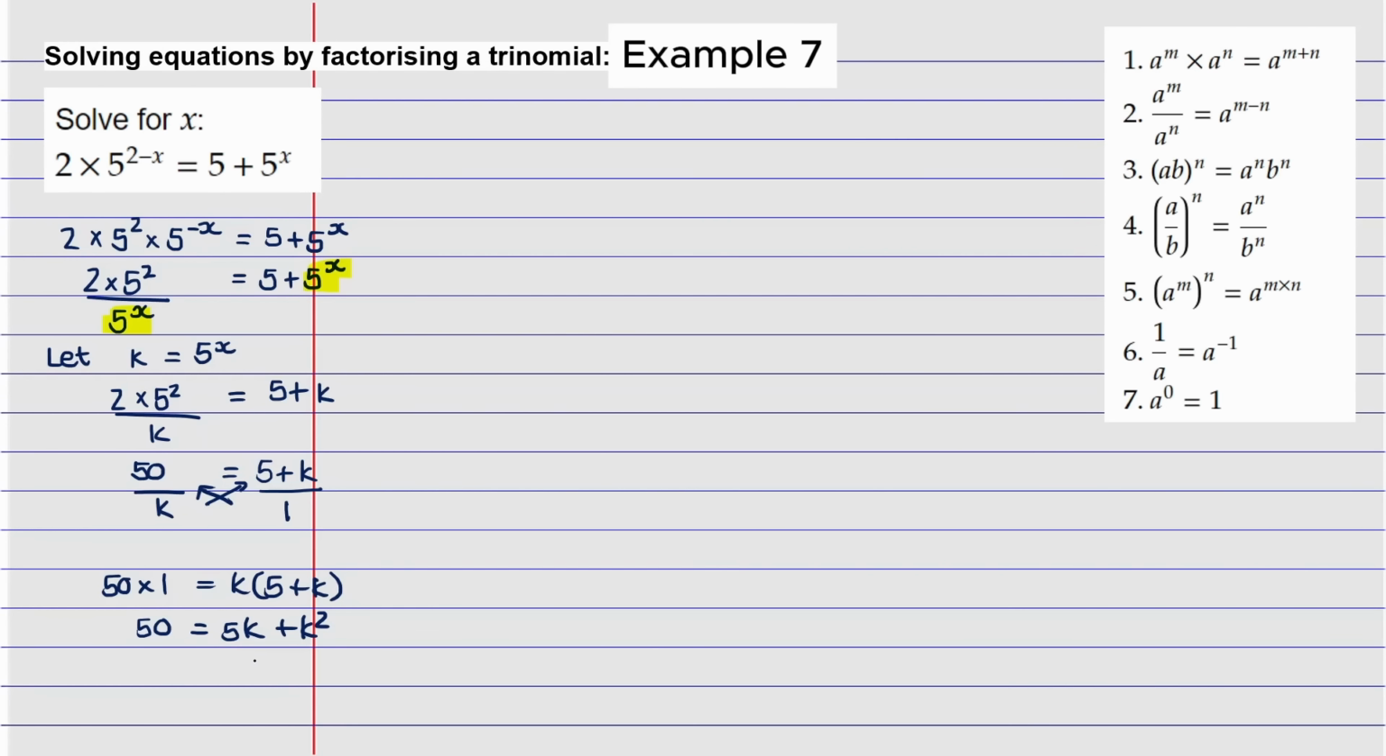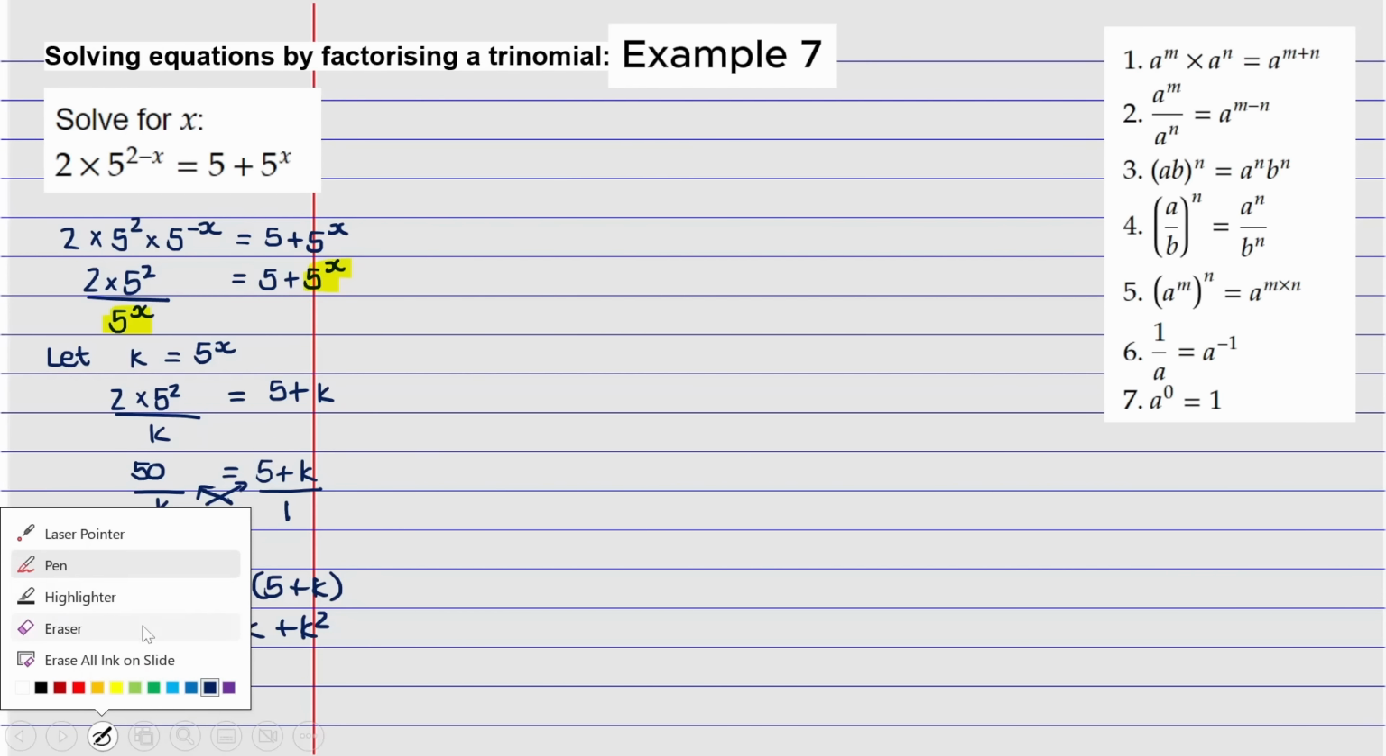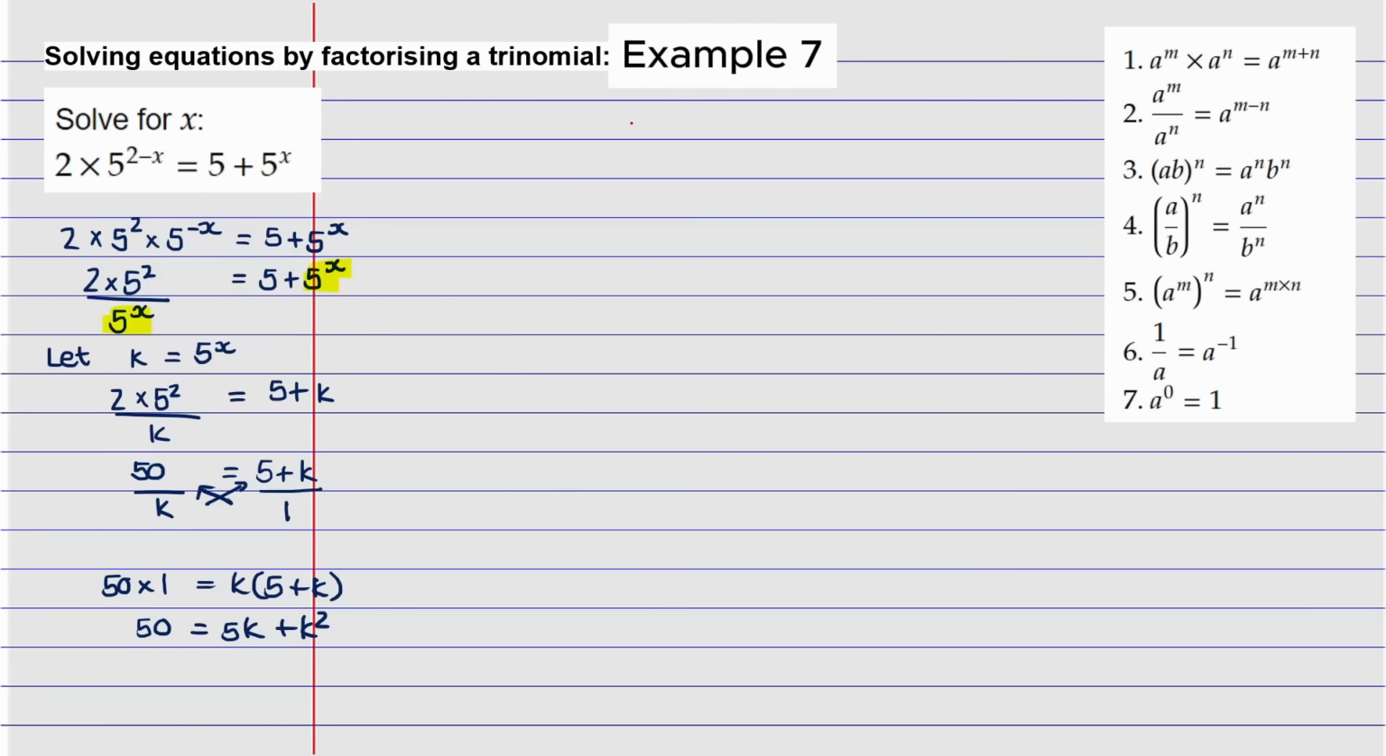Do you see the fact that we're forming a quadratic? So now, with the quadratic, remember that for us to factorize a quadratic, it needs to be in this form. Let me just write it here. It needs to be in the form of ax squared plus bx plus c equals 0, where in our case it's the same as ak squared plus bk plus c equals 0.